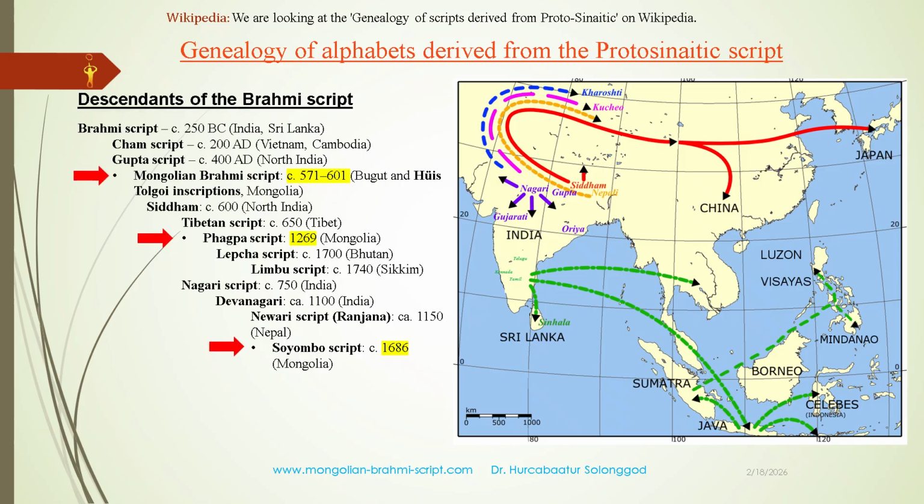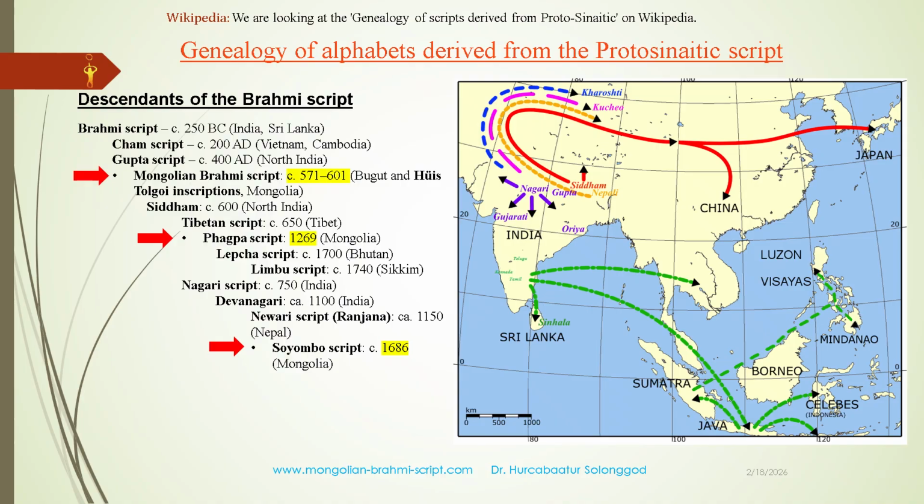The genealogy of alphabets derived from the Proto-Sinaitic script follows a fascinating timeline. From the original Brahmi script in 250 BC, the lineage passed through the Gupta script around 400 AD. This led to the emergence of the Mongolian Brahmi script between 571 and 601 AD.